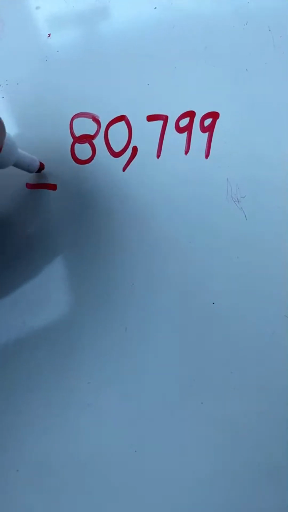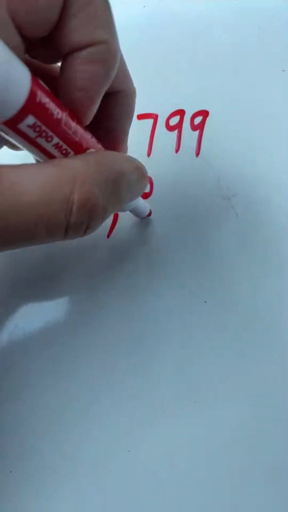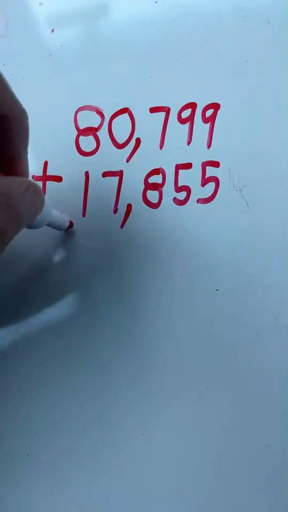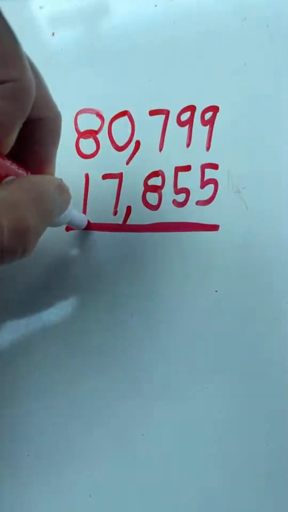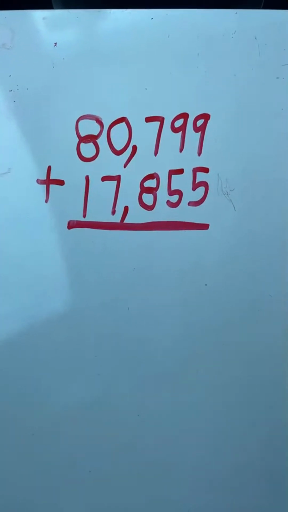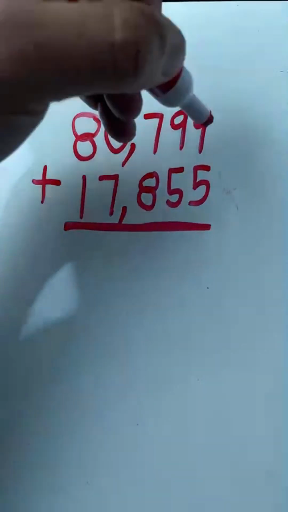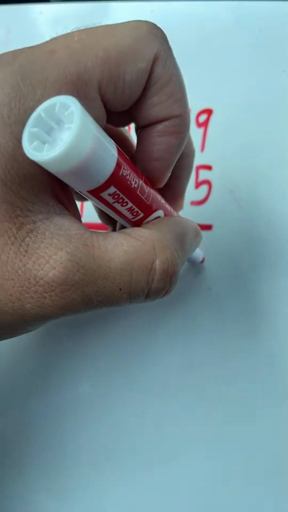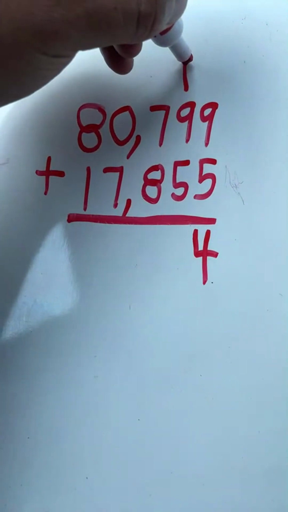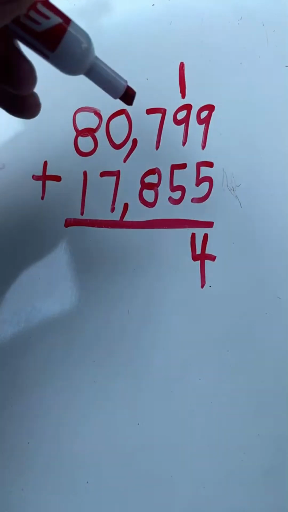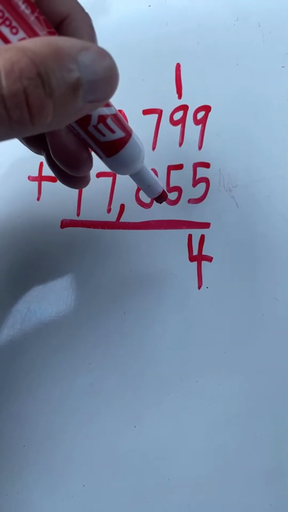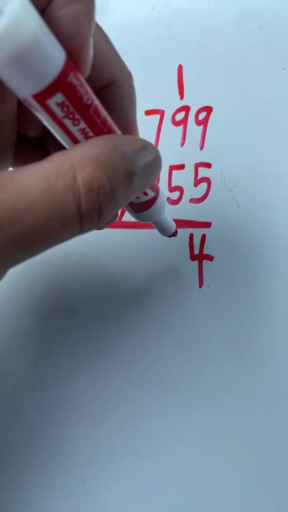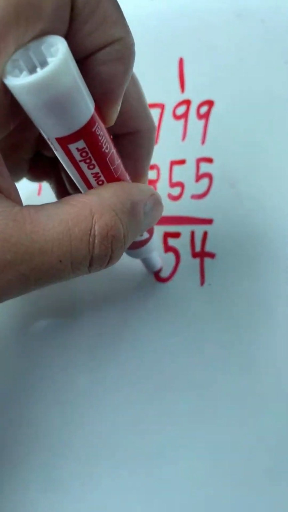All right, 80,799 plus 17,855. So we start in the ones place. 9 plus 5 equals 14. 4, carry the 1. 9 plus 5 again equals 14, plus 1 equals 15. 5, carry the 1.